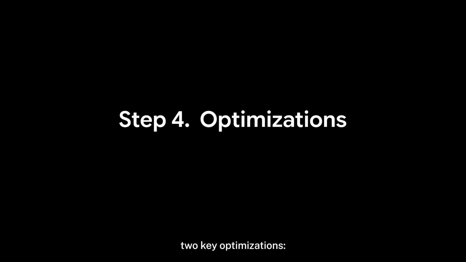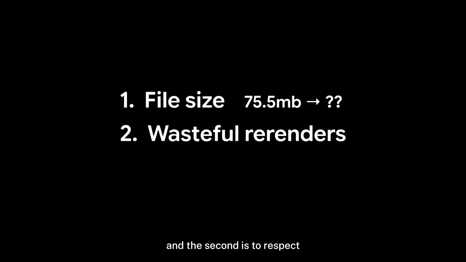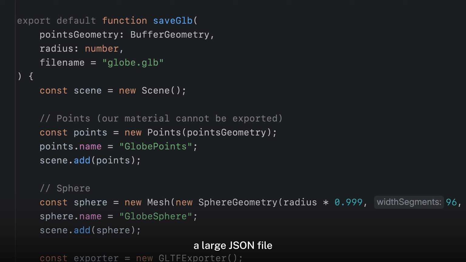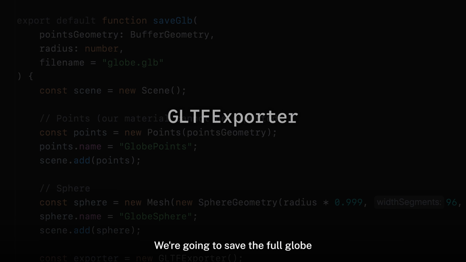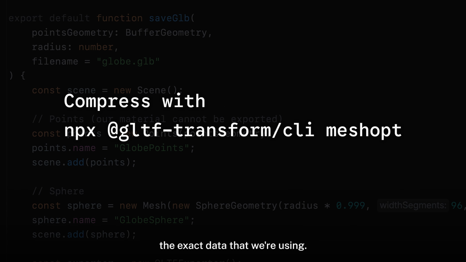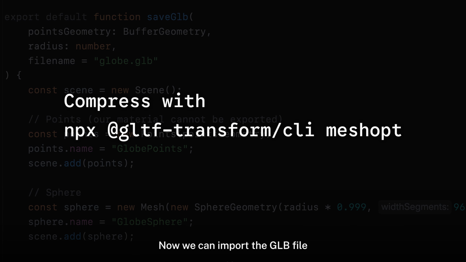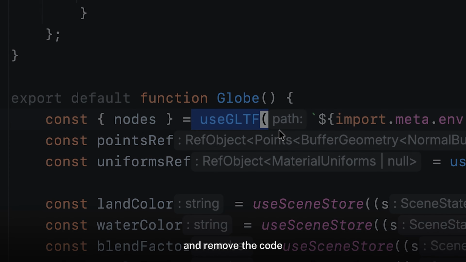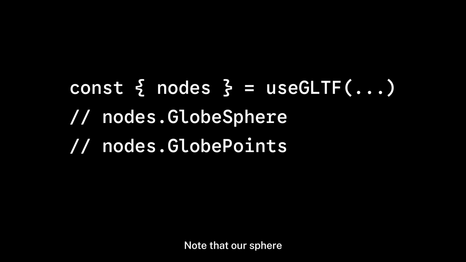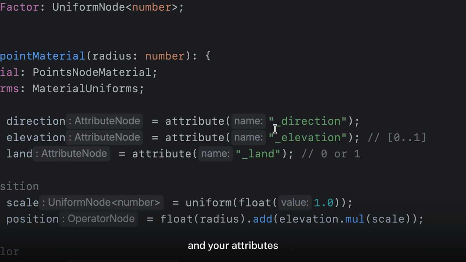So we're going to make 2 key optimizations. The first is to respect people's bandwidth and reduce the file size, and the second is to respect people's battery life. Instead of loading a large JSON file and building the globe at runtime, we're going to save the full globe as an efficient binary so that we only have to download the exact data that we're using. Now we can import the GLB file and remove the code for setting up the geometry, which we no longer need.